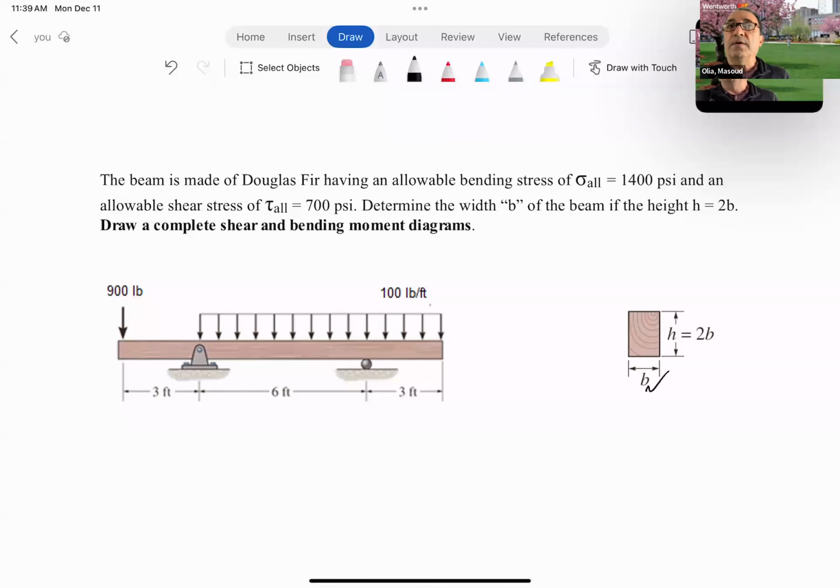So it says this beam is made of Douglas fir, having an allowable bending stress of 1400 psi. So we don't want the bending stress, the normal stress in this beam, to be larger than 1400 psi, and an allowable shear stress, based on the strength of this wood, of 700 psi. So this would be the transverse shear stress due to the shear load. Based on that, determine the width B such that the height would be 2B.